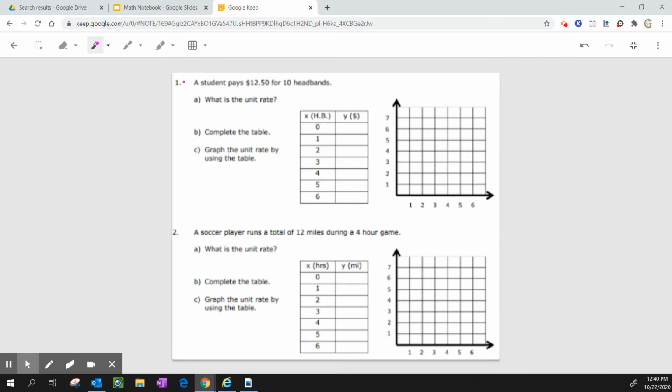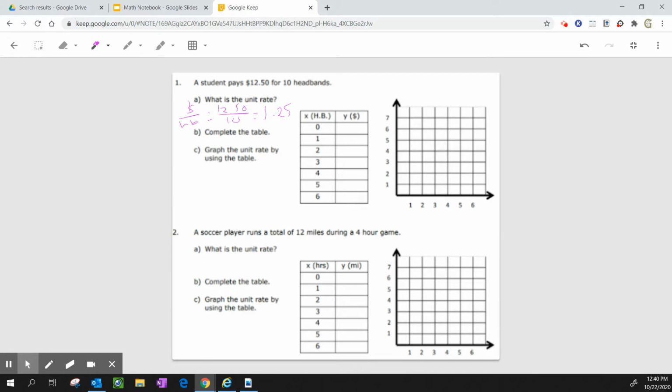We're going to go ahead and do how many dollars it is for one headband. So my dollars number is $12.50 and my headbands is 10. And when I divide those out, so I'm going to type that in my calculator, I get 1.25. So that's telling me that it costs $1.25 to buy one headband.